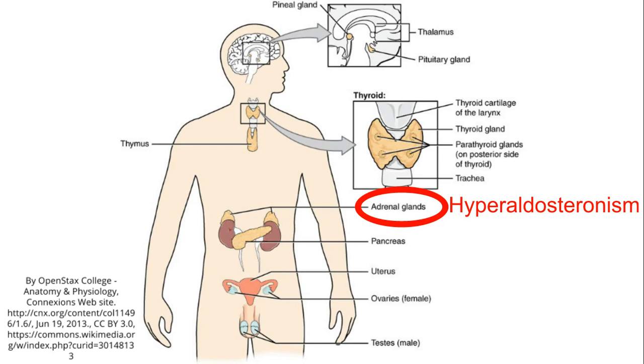Hyperaldosteronism is one of them. We have the adrenal glands causing hyperaldosteronism. The usual function of the adrenal gland is to produce aldosterone, but in hyperaldosteronism, this is producing too much aldosterone, and too much aldosterone causes hypertension.